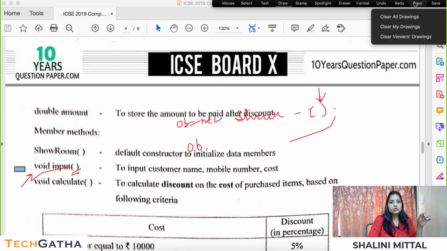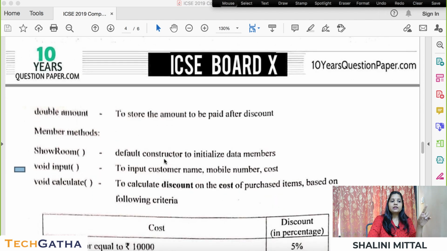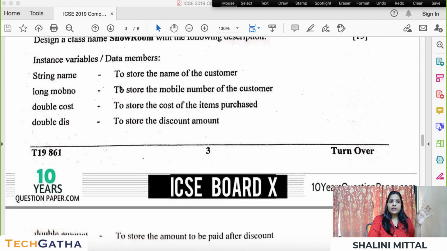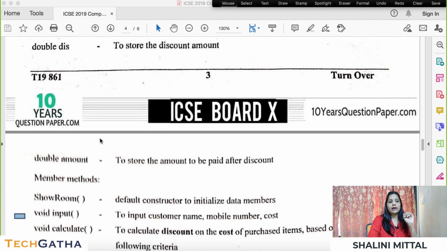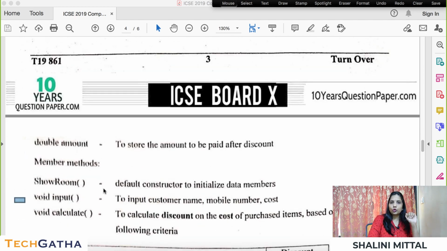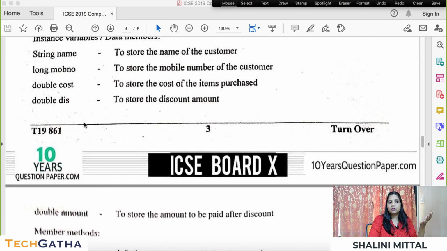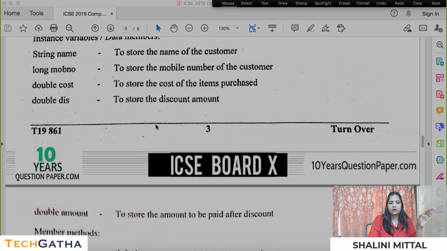Next, you also need to remember that if they say default constructor, please define a default constructor and just initialize the variables like name equals empty quotes, mobile number equals 0, cost equals 0, discount equals 0 and amount equals 0 inside the Showroom constructor. Do not add any extra instance variables apart from what is defined. Do not add your own instance variables, not recommended and not required as well.